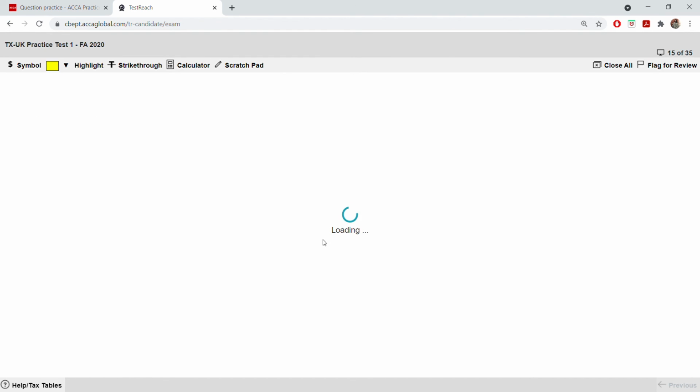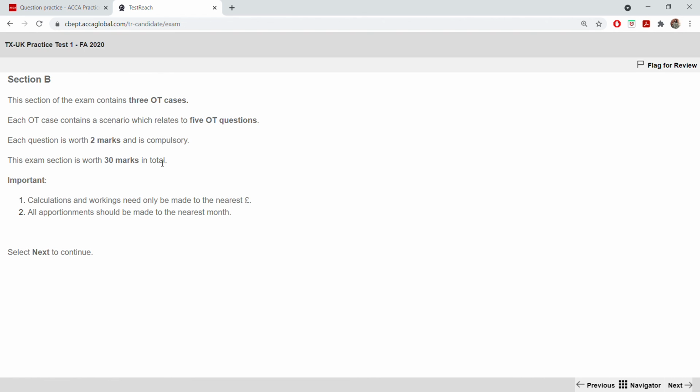Next is section B. With that, we have finished section A questions. Here one thing is important. In section B, calculations and workings need to be to the nearest pound, and apportionment should be made to the nearest month. Sometimes it is 5 months, 3 days, so we don't take those 3 days. We take it as 5 months only. If it's 5 months, 15 days, we still take it as 5 months. So we round to the nearest month, and calculations and workings to the nearest pound.